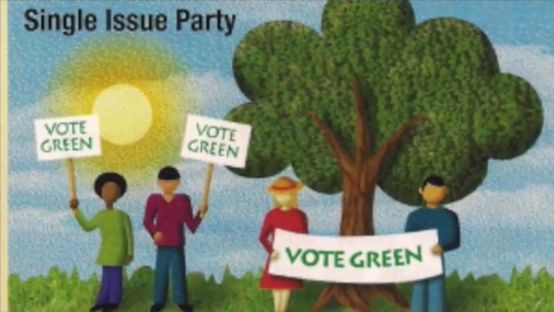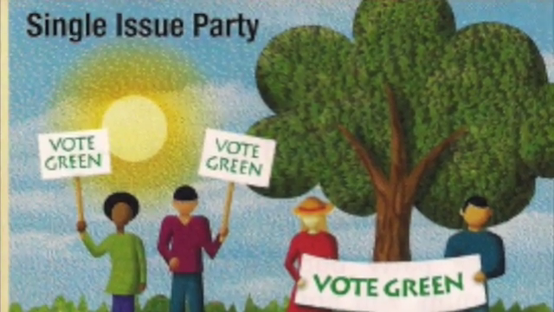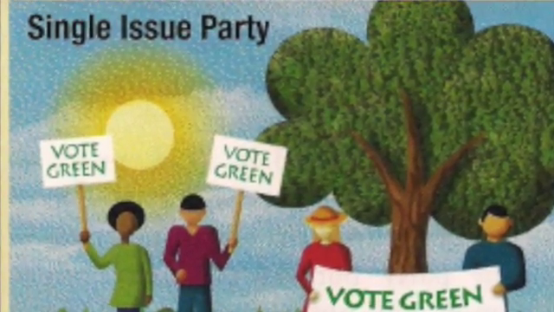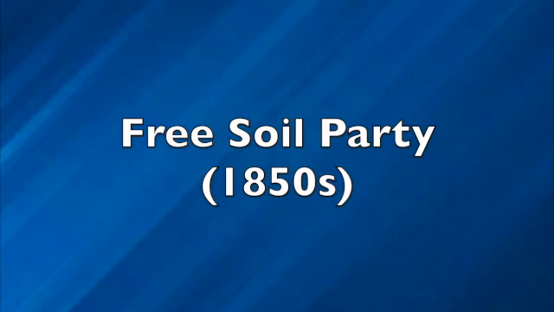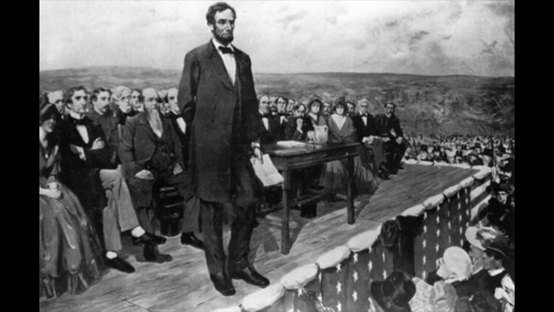Single-issue parties. These parties focus only on one main concern and usually do not last long. One example from U.S. history is the Free Soil Party prior to the Civil War. It wanted to stop the spread of slavery in the mid-1800s. It was not an abolition party, but they believed any new territory should be free and only for whites. Abraham Lincoln began as a free soil movement supporter. He eventually, of course, became an abolitionist.